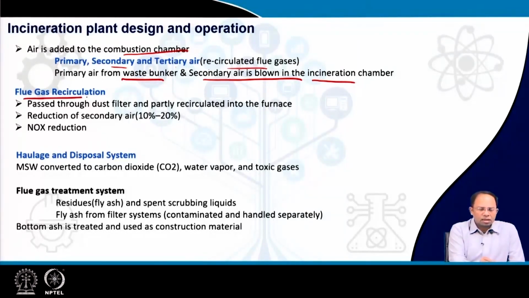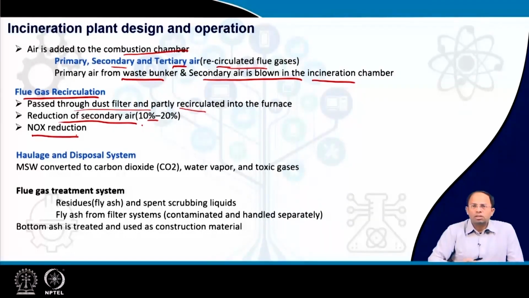The flue gas recirculation system is where, after the flue gas is passed through dust filters, it could be partially recirculated back into the furnace, which is the recirculated or the tertiary air, and this reduces the need for secondary air by 10 to 20%, and also this reduces the overall NOx formation, right?